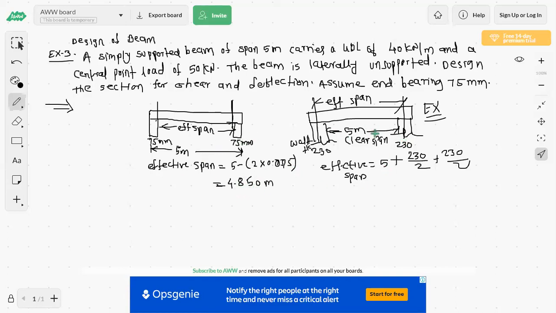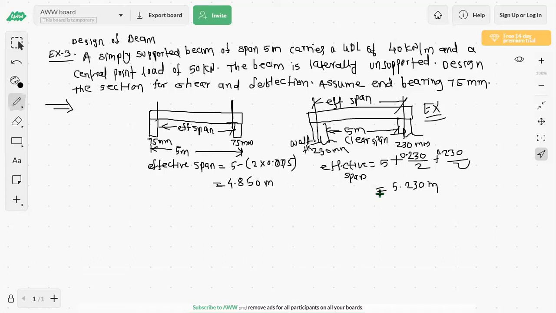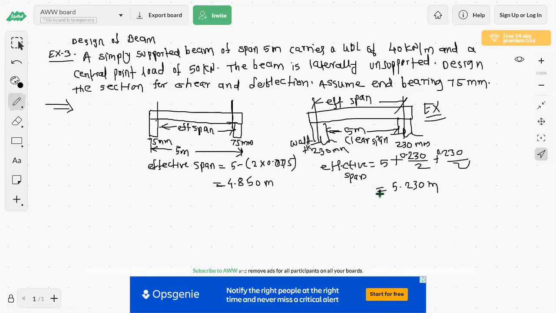If clear span and wall thickness are given, then it is clear span plus wall thickness by 2 plus wall thickness by 2. Here we have to take 0.230 because it is in mm. So in this case, 230 by 2 is how much? Are you getting it? Like this you have to calculate the effective span. Please draw this example and note it down in your notebook.